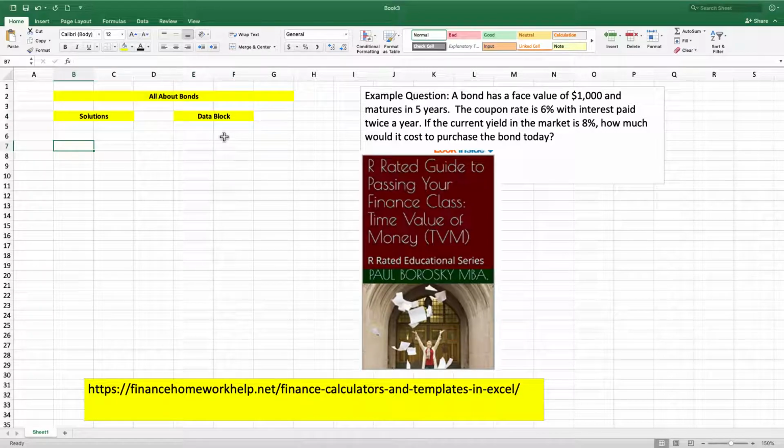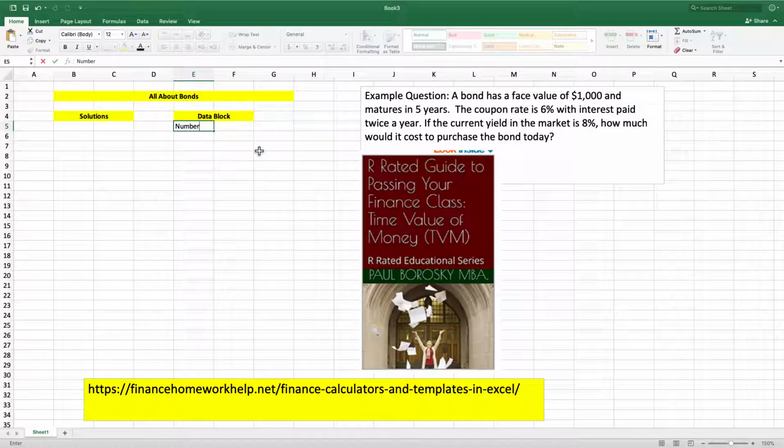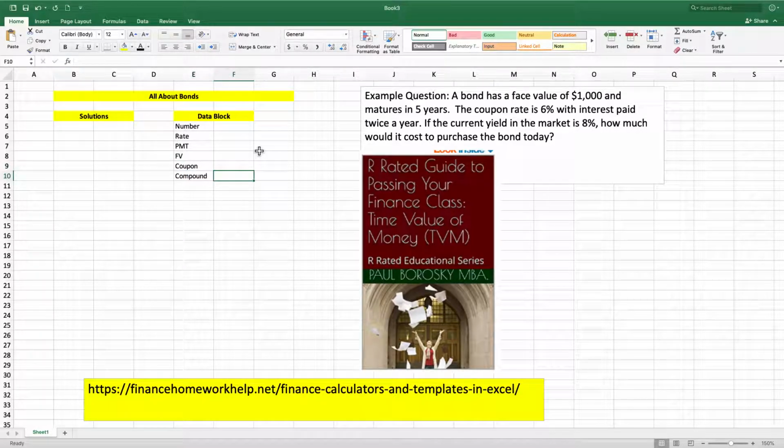All right, so the next thing we need to do is take some inputs. The inputs are going to be a number, a rate, a payment, a future value, a coupon, and a compound. We actually don't need the bond price as an input. All right, so we've got our structure set up.